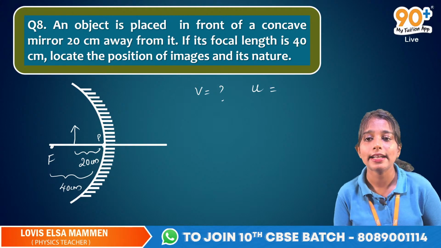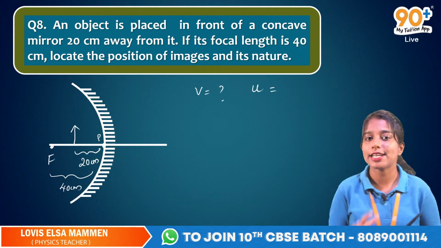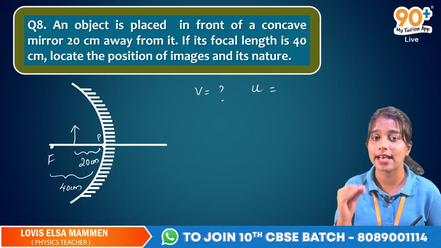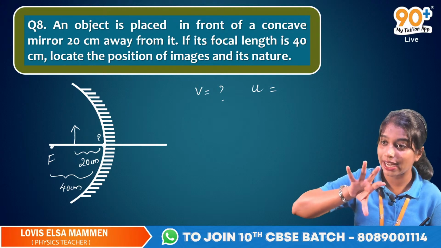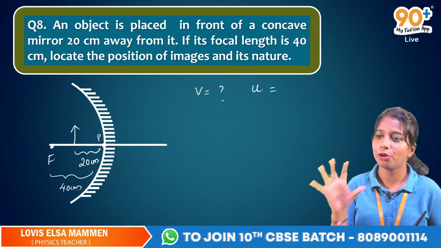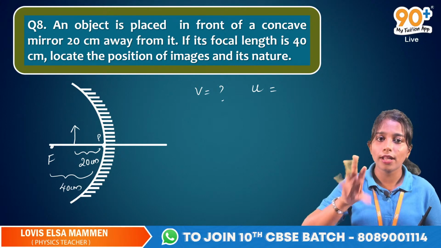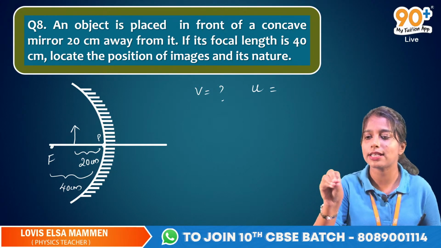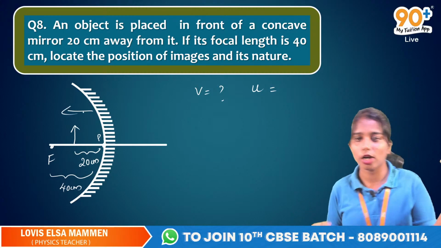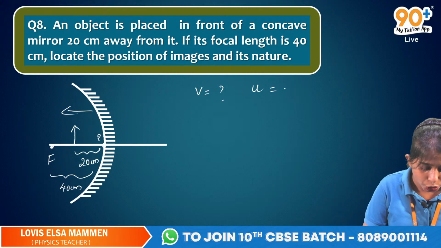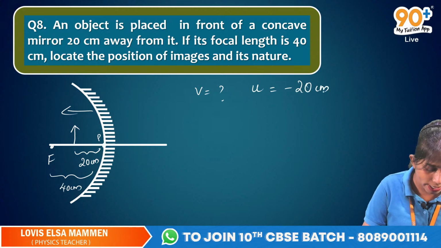According to the Cartesian sign convention, you need to assign a negative sign if the quantity is to the left of the mirror. If any quantity is to the left of the pole of the mirror, you need to assign a negative sign. Here you can see that your object is on the negative side of the pole. So obviously u is equal to -20 centimeter.